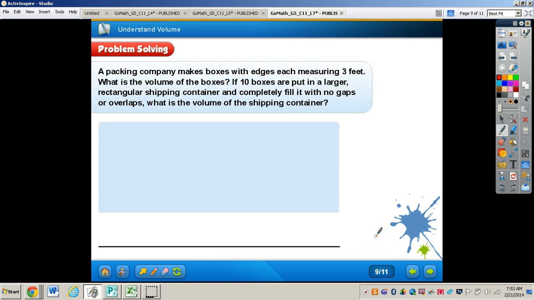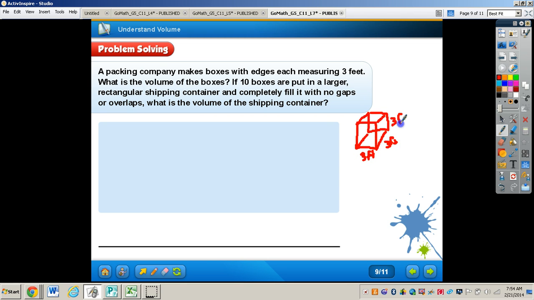Okay, so we're going to do this problem-solving problem together. It says a packing company makes boxes with edges measuring 3 feet. What is the volume of the boxes? Now it is important that if we have our box here, we can kind of think of it this way. So we have our box, and we can even try to make this a little 3D here. Okay, so we can see that each part of this box measures 3 feet. So each edge would measure 3 feet. Length, width, and height would all be 3 feet here.